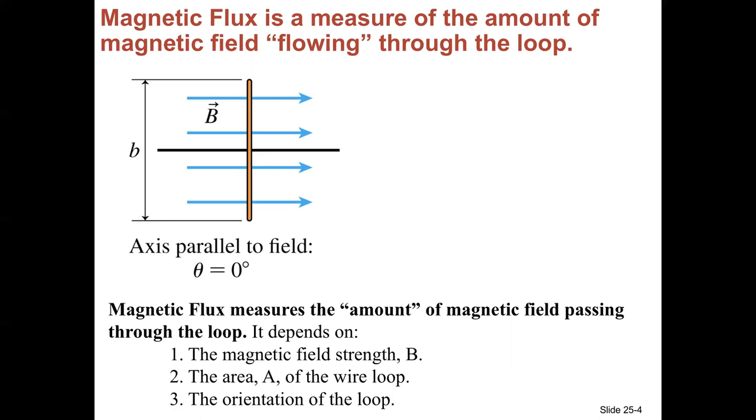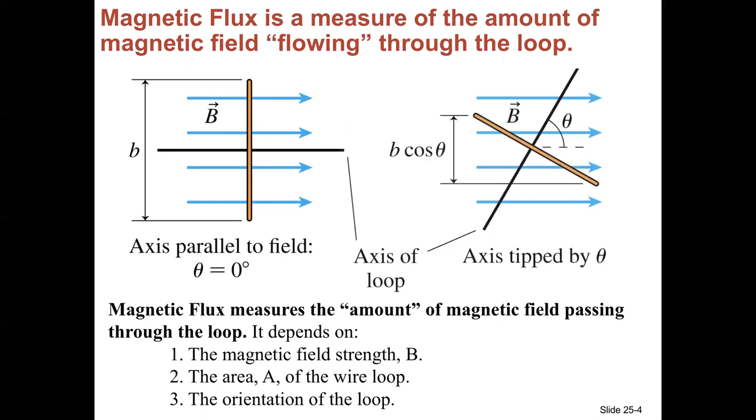And it depends on this orientation. If we rotate the loop at some angle relative to the field, like shown here, the amount of magnetic field that gets through is less overall. And you could kind of see why it's less, because the effective height or length of the loop that the magnetic field sees, again, quote unquote, is less. So from here, by looking at this, we have a way to measure magnetic flux, even though the magnetic field isn't flowing air.